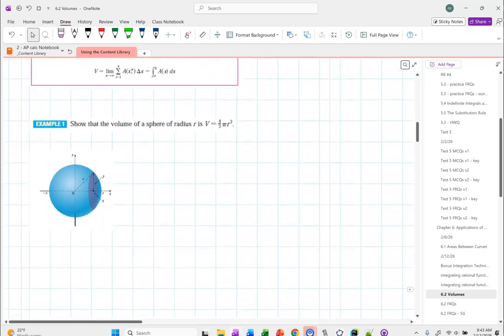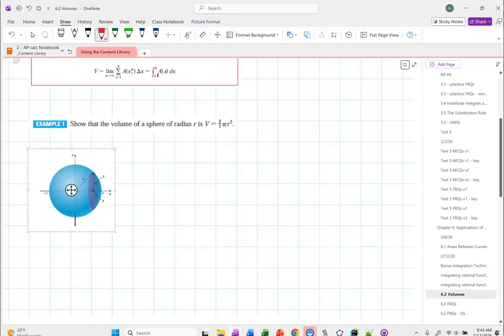So let's look at some examples here. In the disk method, the area that we're using is just going to be the area of a circle, pi r squared, where the r is going to be a function of x or something.